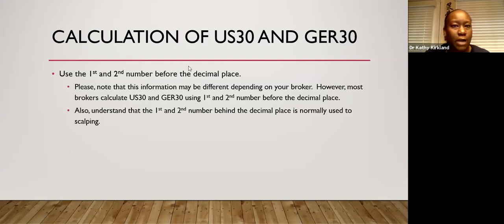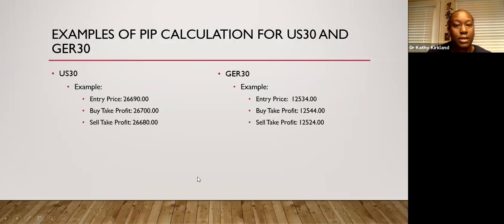All right, so calculation of US 30 and GER 30. You're going to use the first and the second number before the decimal place. Now note, it can be different depending on your broker, because I did it based off of Hugo's way, okay? Because that's the broker that I use, but I have heard that it's different if you have a different type of broker, okay? So let's calculate.